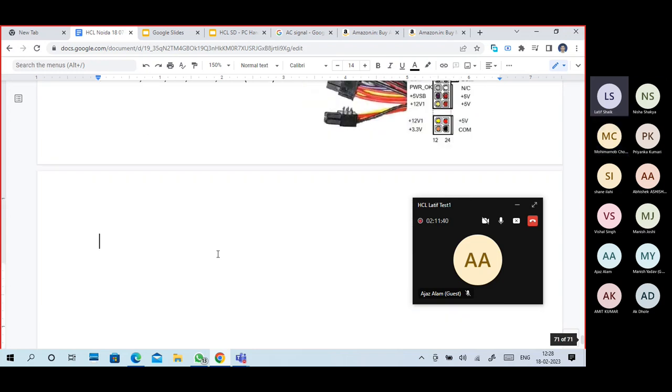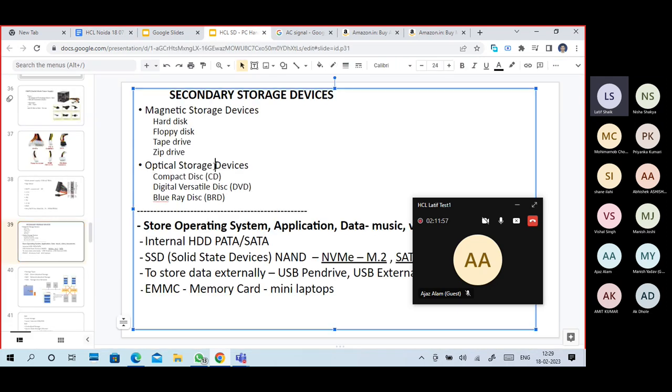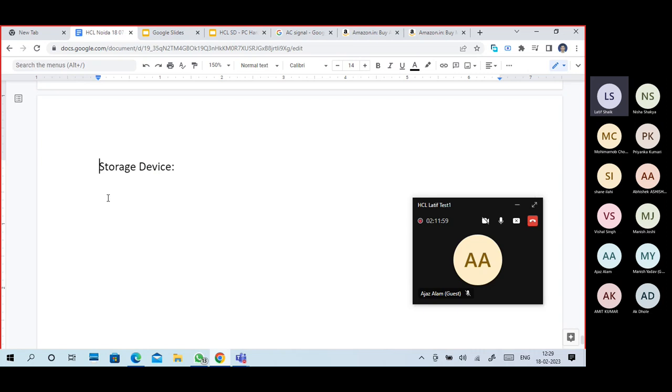Okay, so next we'll come to storage. Storage devices. The main storage device we use is the hard disk, of course. I will tell you about the hard disk, but before that I will tell you about some other storage devices. It is secondary storage. What is primary storage? RAM and ROM. Secondary storage: hard disk, CD-ROM, floppy disk, your USB pen drives, external hard disk. These are all secondary storage devices only.